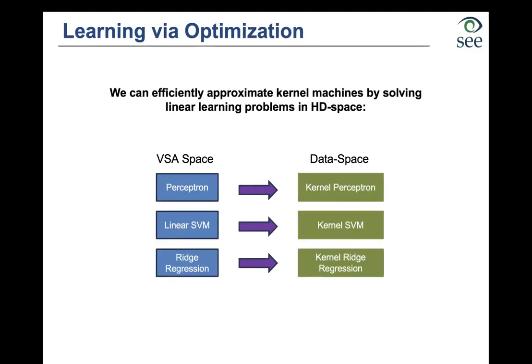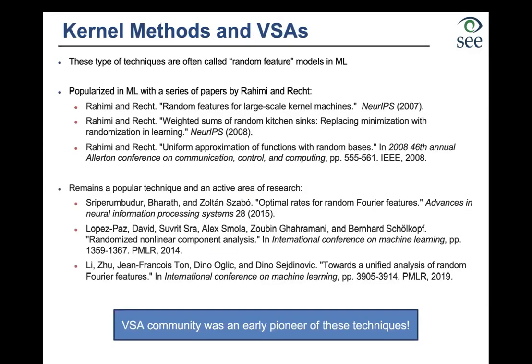So the fundamental intuition here is that we can efficiently approximate kernel machines by solving linear learning problems in HD space. So if in HD space we fit, say, a perceptron or a linear SVM or a ridge regression, we can interpret this as fitting a kernel machine using the underlying kernel that is approximated by our encoding. And the reason that this is nice is it allows us to do this very efficiently using this sort of superposition principle. So here again, there's a broad family of work on this in machine learning.